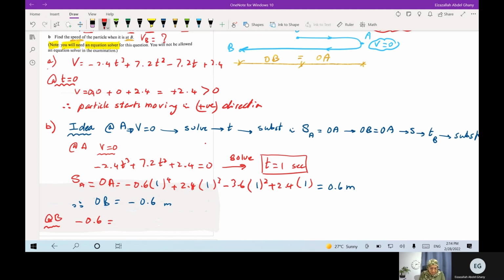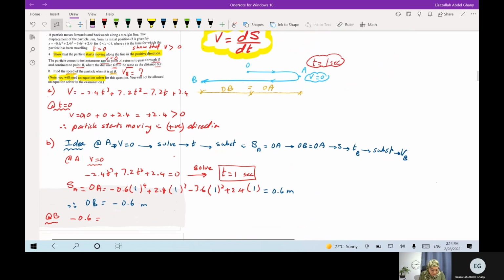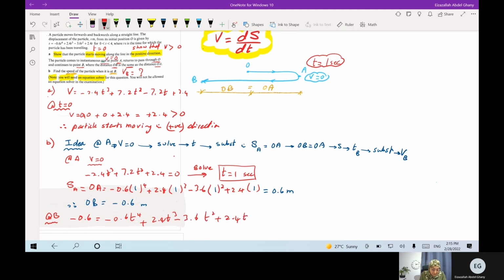Now substitute in S, because S now is negative 0.6, and this is at B. Negative 0.6 is equal to the displacement expression, to find T: negative 0.6 T power of 4 plus 2.4 T cubed minus 3.6 T squared plus 2.4 T. When you solve using the equation solver, you will get T equals 1 plus 4th root of 2 seconds.